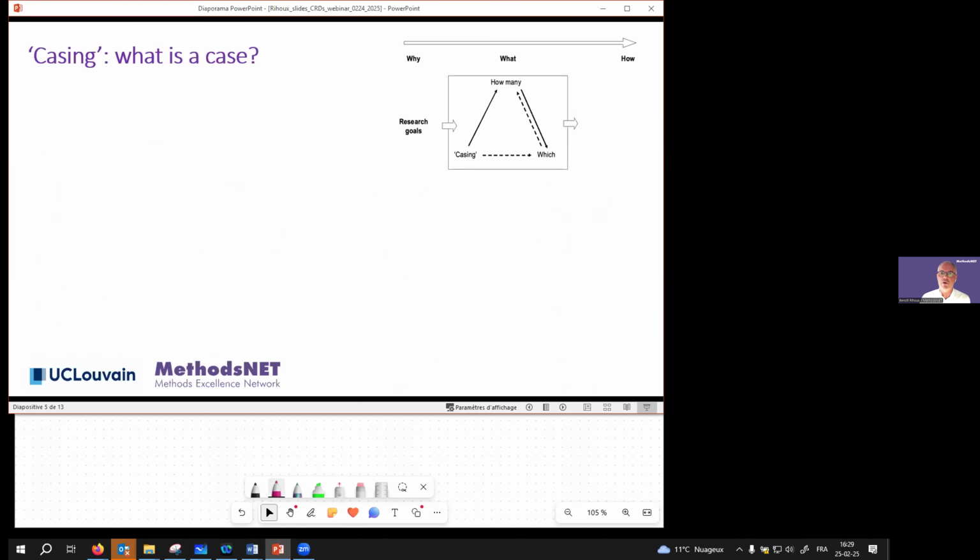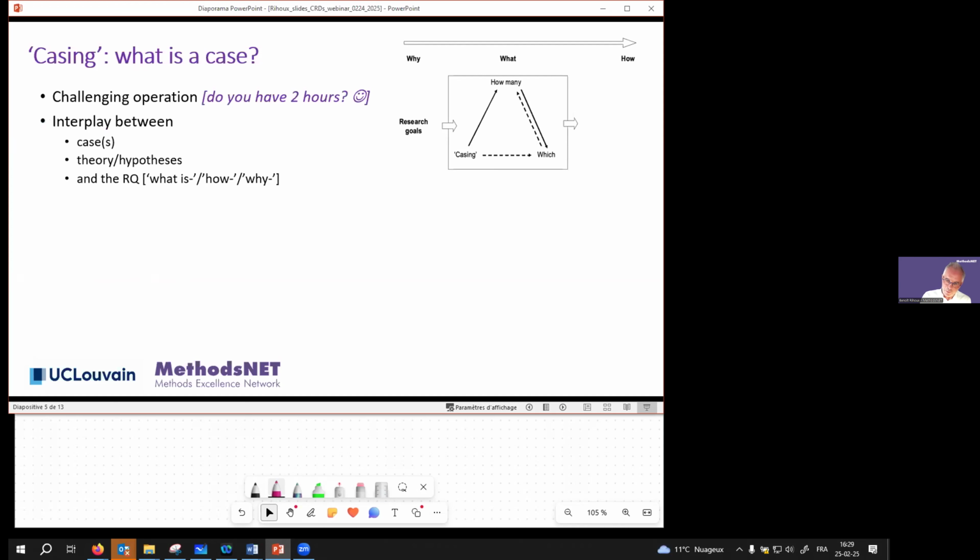Then the second topic is: what is a case? This is the first sub-question of what to compare. Before you discuss which ones you're going to handpick, which cases and how many, you should of course first probably have a preliminary or working definition of what a case is. It's possibly one of the most challenging operations.